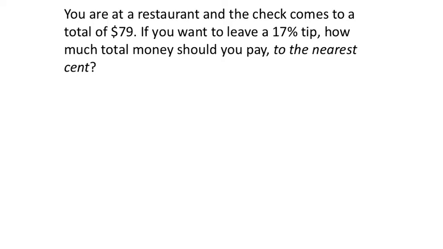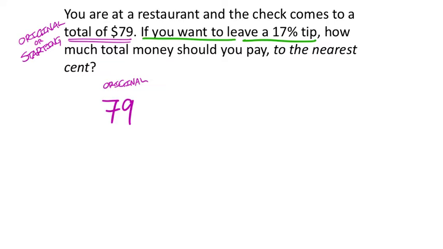But right here, we can see that you got a total of $79. That's the bill right now. It's kind of like our original value. You can say it's a starting value as well. Okay, so I'm going to take my starting value, my original, which is $79. And then it says you got a 17% tip on that one, okay?